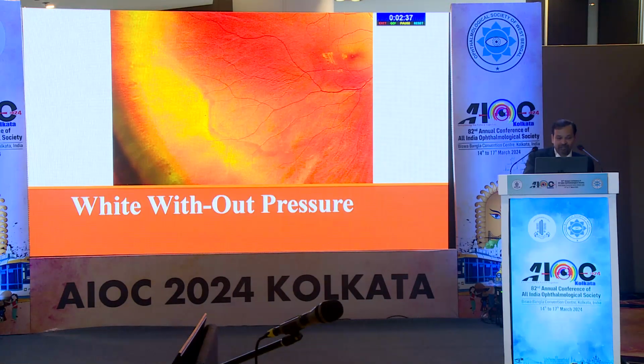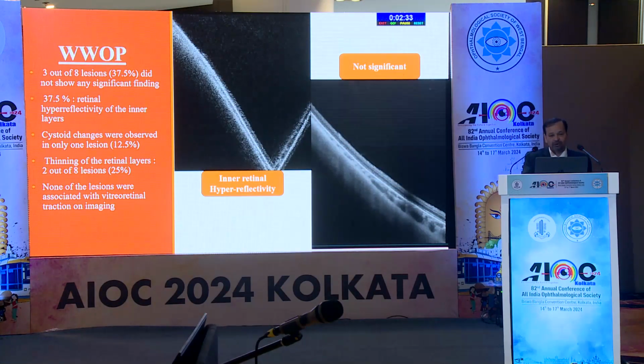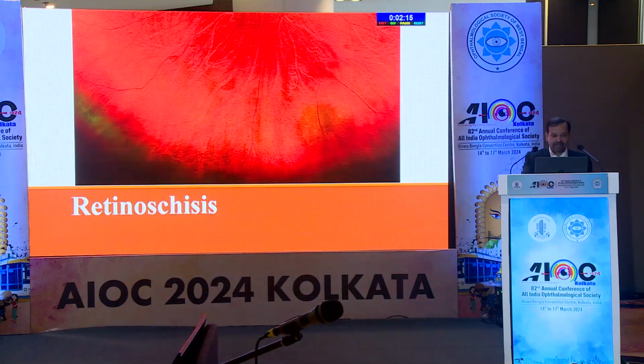This is a patient with white without pressure area, again very commonly seen, but when we did OCT through this lesion, we did not find anything. Most of these lesions were found to be normal on OCT. If you notice one thing, what we see different from the posterior pole OCT is that the retina is very, very thinned out. That is what actually happens as we go into the periphery, the retina gets thinned out.